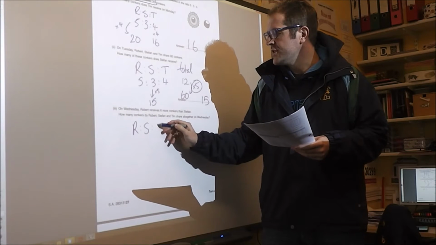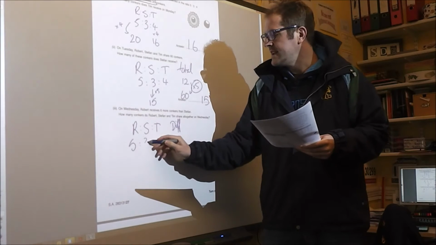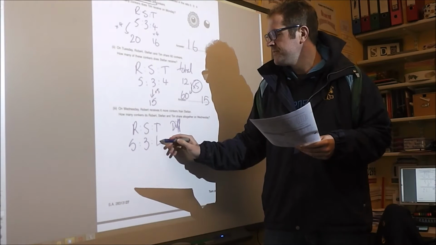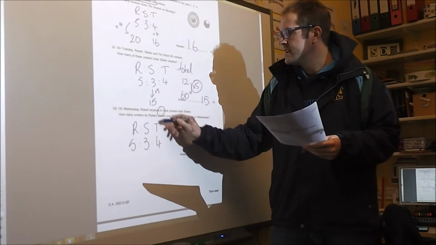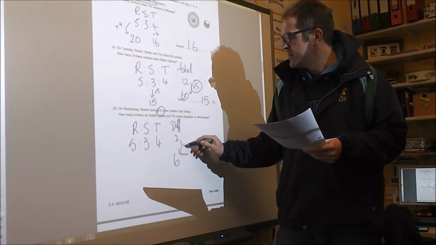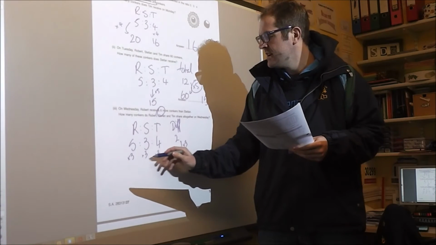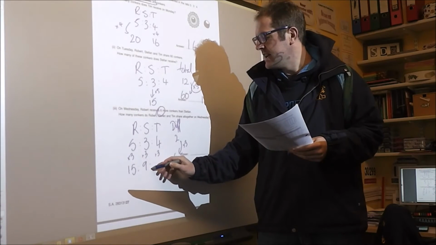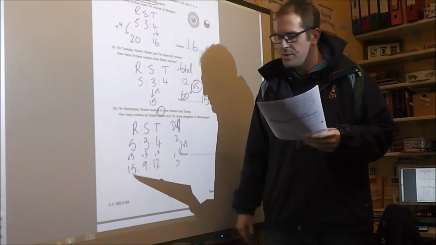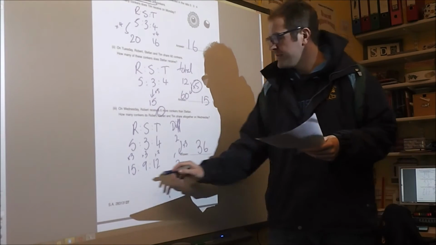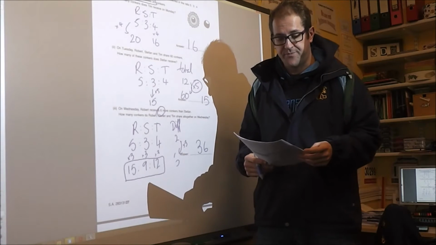The final one is a difference question, so you work out the difference between them, and the difference between Robert and Stefan at the moment is 2. We need the difference to be 6, so the multiplier is 3. So if you times all of these by 3, you get 15, 9 and 4 and 12, which means that in total, by adding up those, you'd get 36 conkers in total.